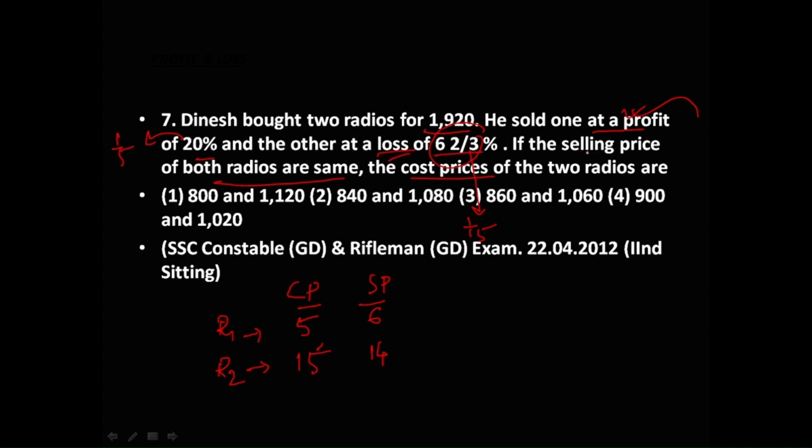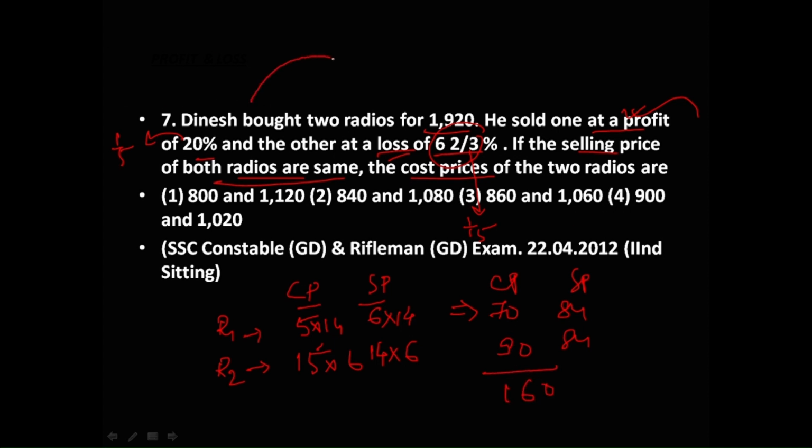The condition is that the selling price of both the radios is the same. So we have to equalize the selling price. How can we do that? We have to multiply 6 by 14 and 14 by 6, similarly on that side too. So what would be the new CP? It would be 70 and 84, similarly 84 and 90. So what is the total value of total CP? It's 160, right?